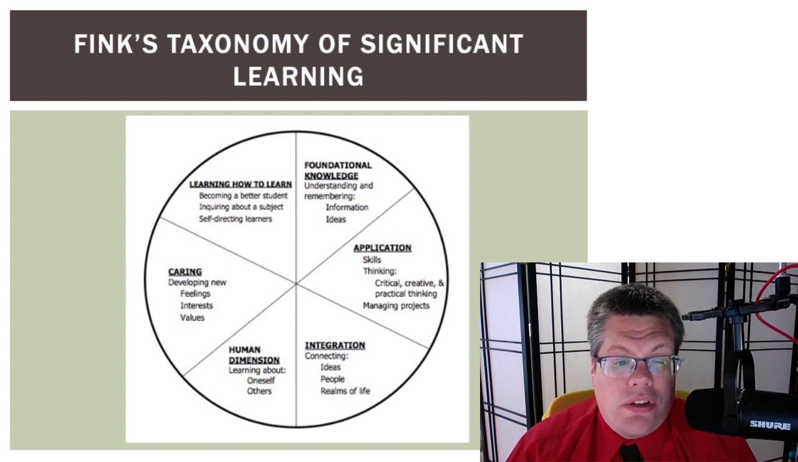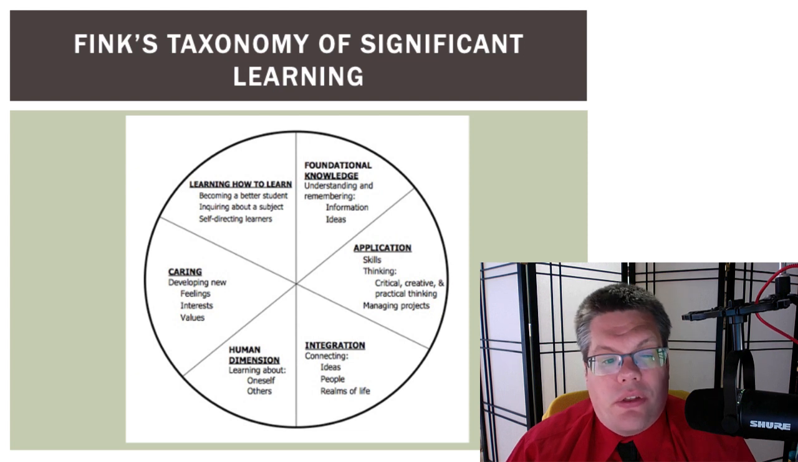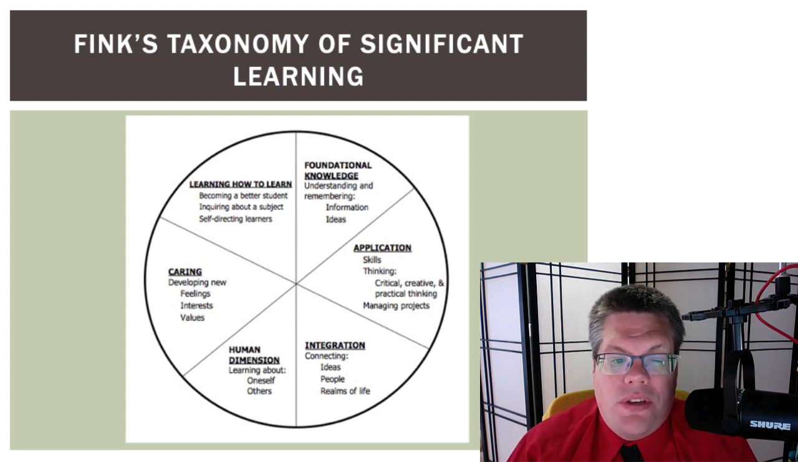The 6 categories Fink defines are foundational knowledge, understanding and remembering information and ideas; application of skills, critical thinking, creative thinking, practical thinking, and managing projects; integration, connecting information, ideas, perspectives, people, or realms of life; and then moving around the circle, human dimension, learning about oneself and others; caring, developing new feelings, interests, and values; and then finally, learning how to learn, becoming a better student, inquiring about a subject, becoming a self-directed learner.